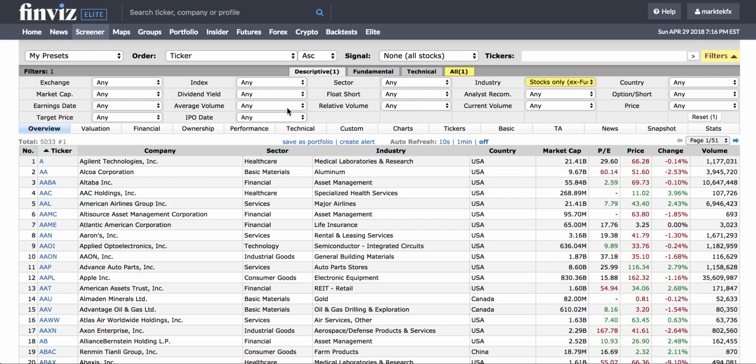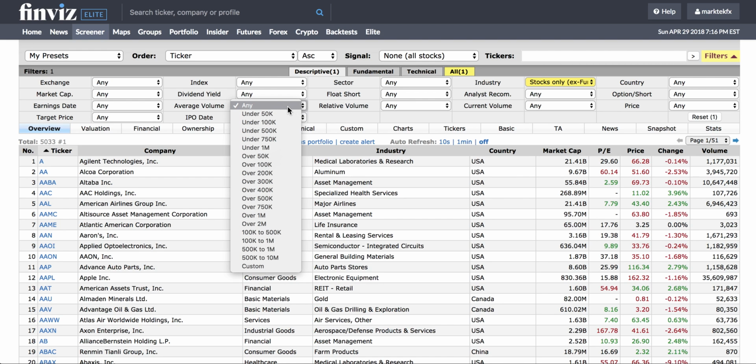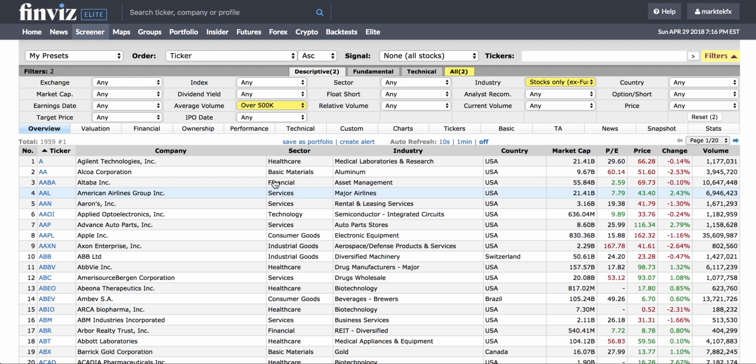That's what I prefer. We do want to take a look at stocks which have a relatively decent volume, right? You don't want to be trading stocks which have less volume. So something like over 500,000 is generally a good number to look at. So industry with stocks only, average volume over 500,000.